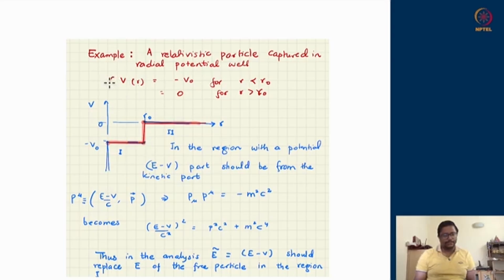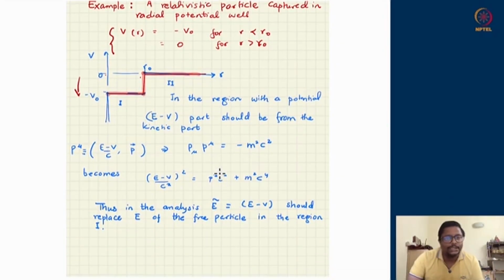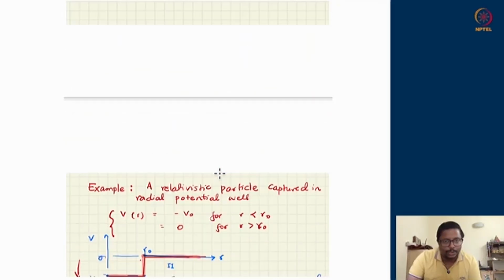So again, we set up the same problem. There is a potential well which goes to the depth of minus V naught between 0 and r naught and is 0 afterwards. So this is the usual step problem. Only this time we will not solve it through the Schrodinger equation, but we will try to solve it using the relativistic equation which we have, which is over here.